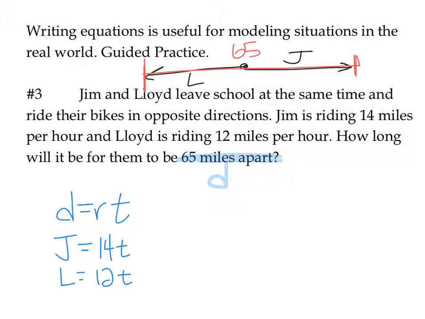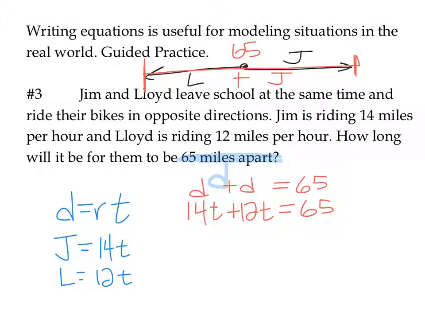So we can take the distance Lloyd has driven plus the distance Jim has driven, and that will give us the total distance. So we can do 14t plus 12t. That's the distance for Jim and the distance for Lloyd, added together, and we want to know when that distance between them is going to be 65 miles. So now we've got an equation we can solve. Using that distance equals rate times time formula, we take their two distances and add them together to get 65.